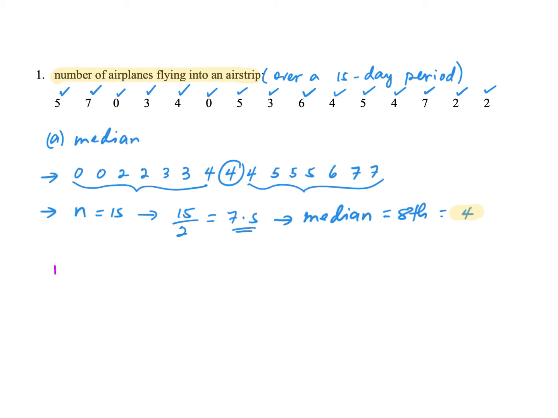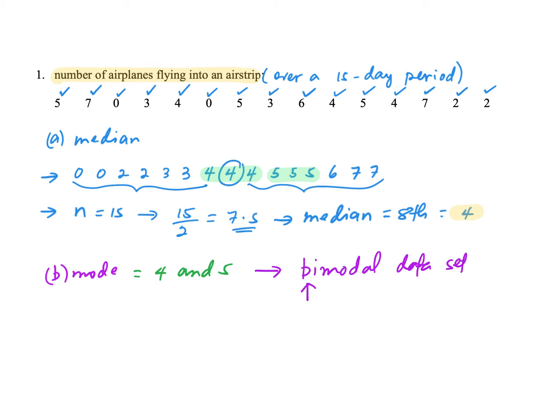Now next, let's find the mode. The mode is simply the value that appears the most number of times. In this case, we see that 4 appears 3 times and 5 also appears 3 times. So we actually have two modes here, 4 and 5. When a data set has two modes, we say that the data set is a bimodal data set. As you know, the prefix bi here means 2.